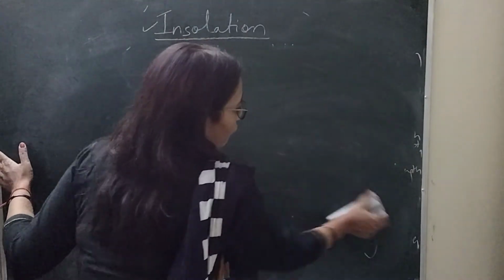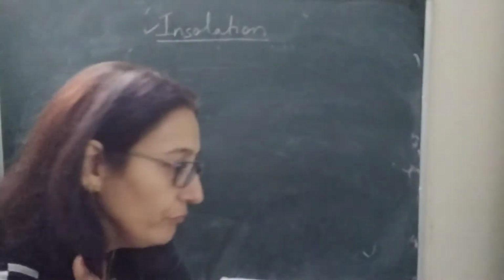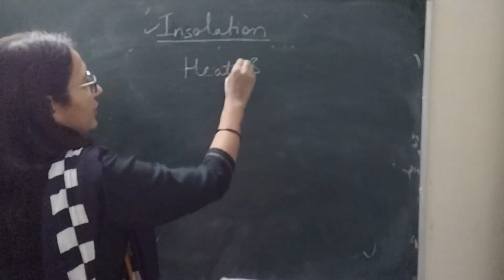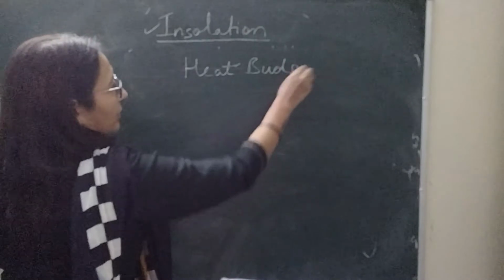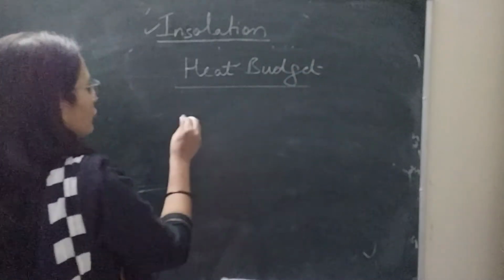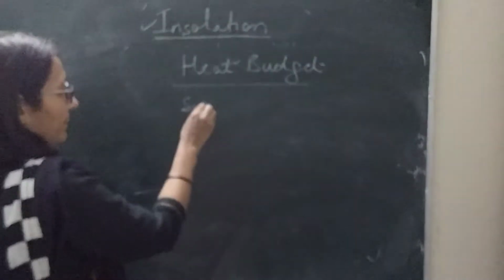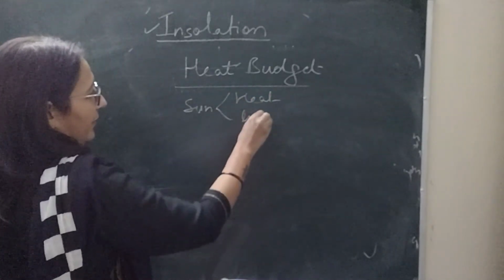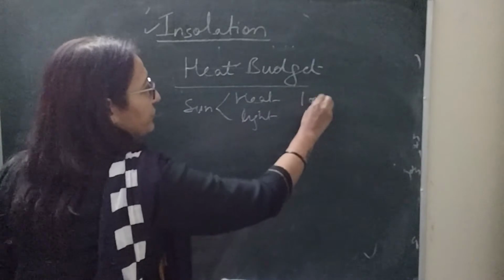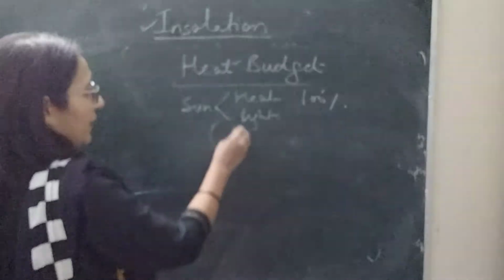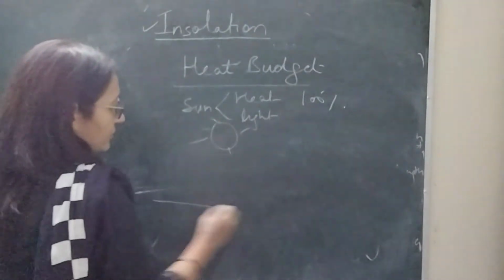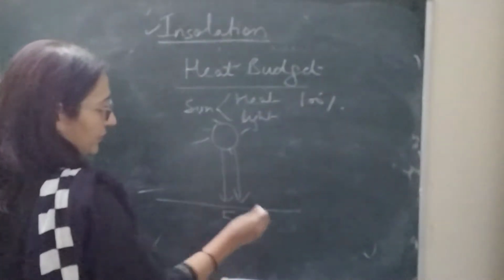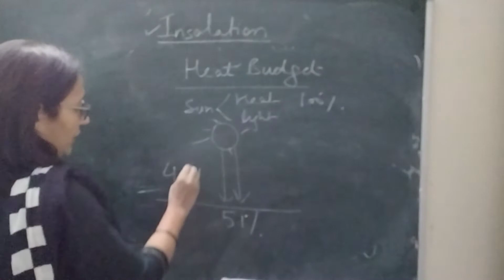Now next is, what is heat budget? So we have to learn here about heat budget. As we know, the sun is the source of heat and light. And the sun is having 100% heat and light. But the earth receives only 51%. What about the rest 49%?